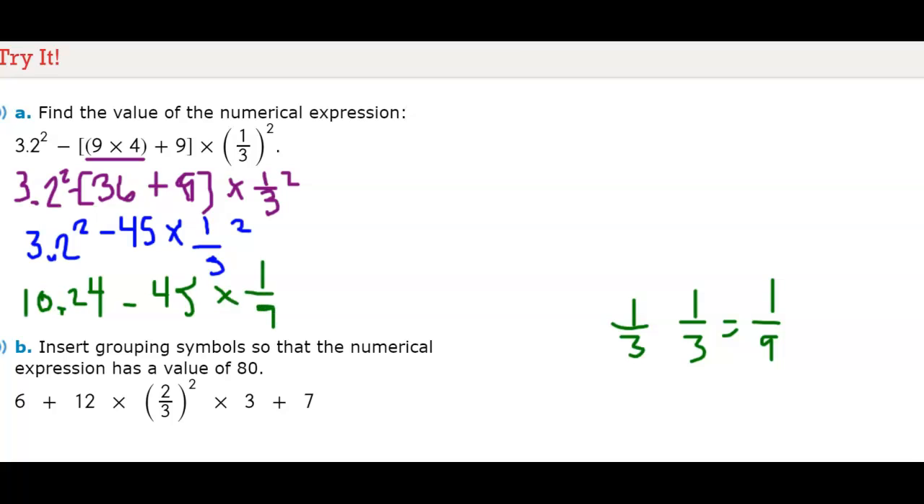And now we need to do next in our order of operations, which is multiplying or dividing. In this instance, we have multiplying. So we're going to multiply the 45 and 1/9. So we write that up here. 45 times 1/9.